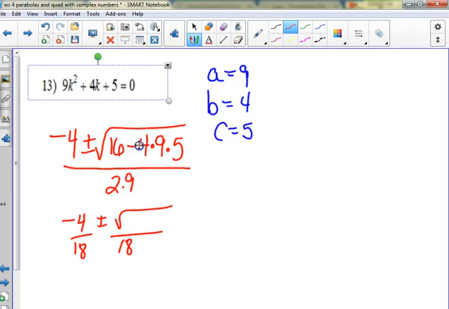Let's see, 16 minus 180, is it negative 164? Is that right? Is that what somebody said? Thanks. Okay. Remember, I like to break it apart so that I don't cancel the 18 wrong. So negative 4/18 reduces to negative 2/9.